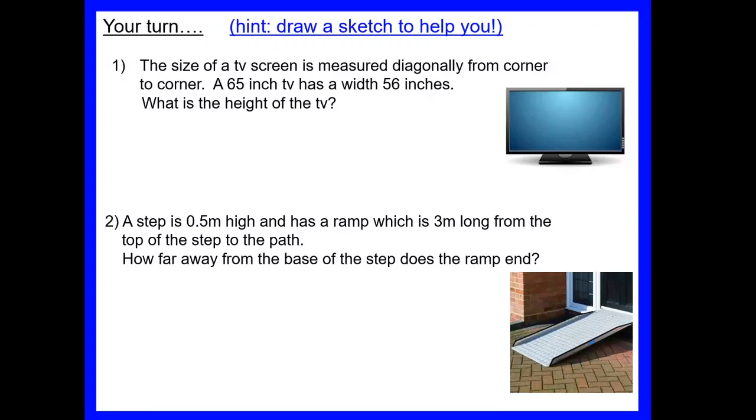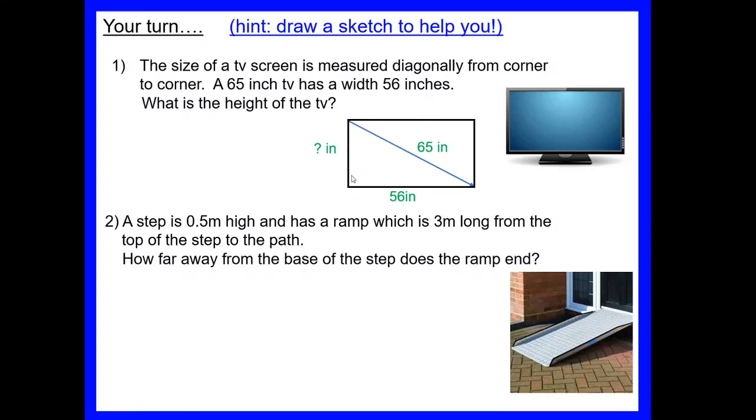Okay, so let's have a look at these ones then. So we've got our TV screen, which is measured diagonally from corner to corner. A 65-inch TV has a width of 56 inches. We want to know the height. So there's our TV screen. Remember, it is measured diagonally, so screen sizes are measured diagonally from corner to corner, 65-inch TV. And we were told that the width was 56 inches. We want to know the height.